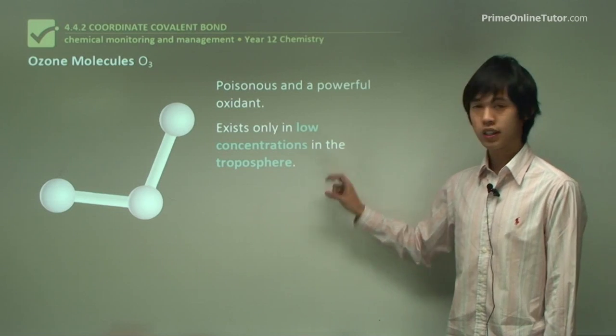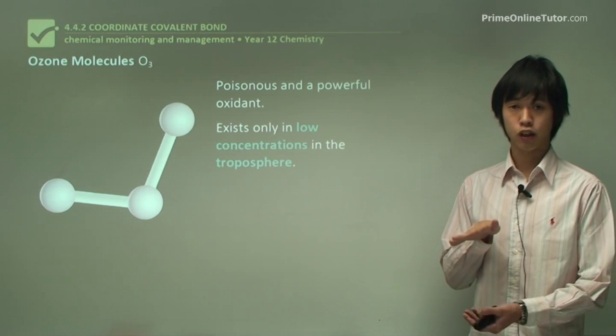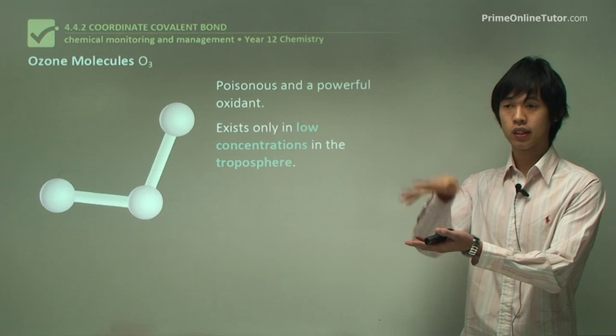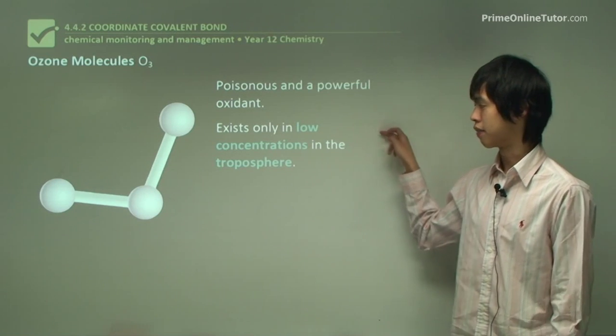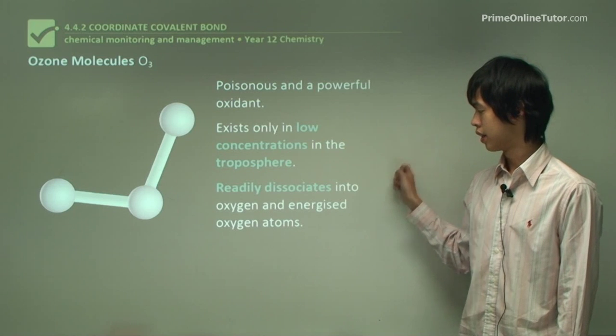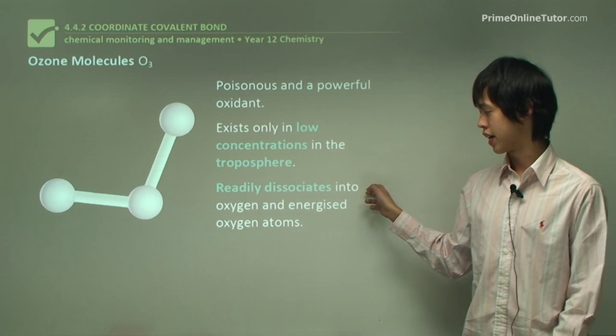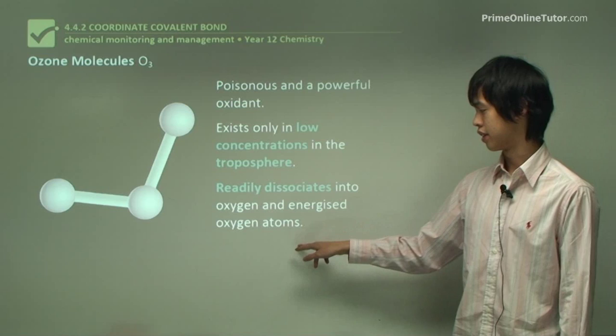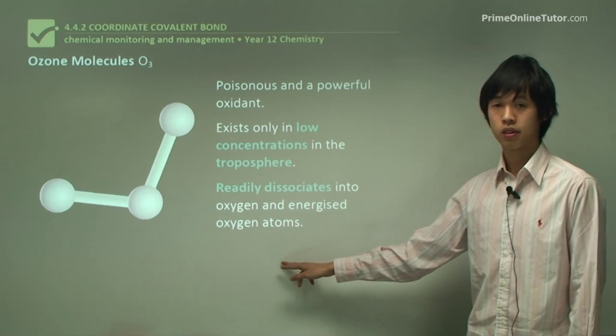In our troposphere, so remember from previous lessons, troposphere is the bottommost layer of the atmosphere, closest to the ground, we have only very low concentrations of ozone. And it readily breaks down or dissociates into oxygen gas and oxygen atom, so the oxygen radical.